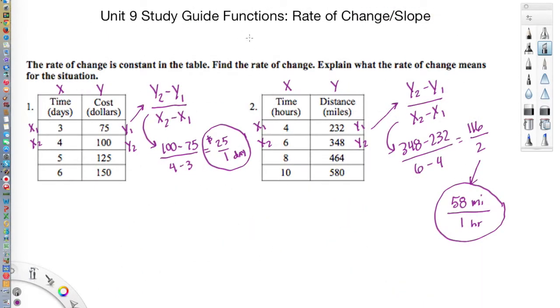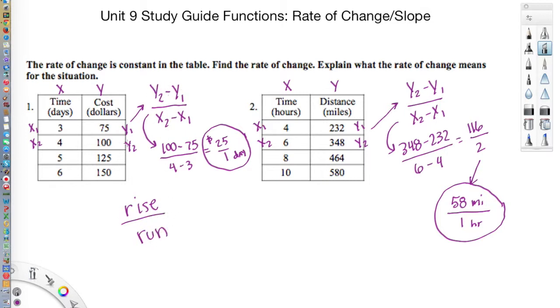Now, the next part of our study guide, we have functions, and we're focusing on rate of change. And rate of change is basically slope. Here we have some function tables where we have our time in days and then cost in dollars. And what we do is we use our point-point slope formula, which is the second value of y minus the first value of y, divided by the second value in x minus the first value in x. What we're really doing is we're finding the difference in the rise over the run, which is the slope.